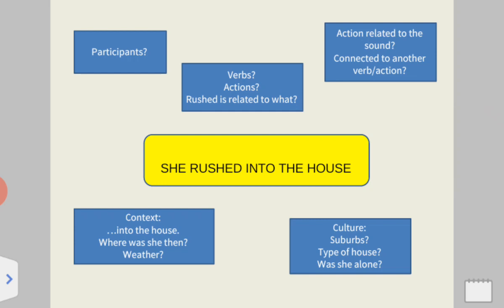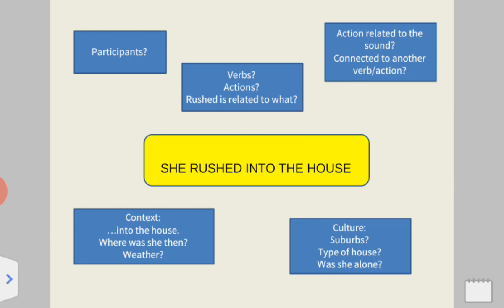And then we have the culture again, talking about the suburbs, the type of house. Usually the houses in the suburbs are like terrace houses, wooden houses, and big houses for people who can actually afford that type of house, right? Was she alone? That's a good question.